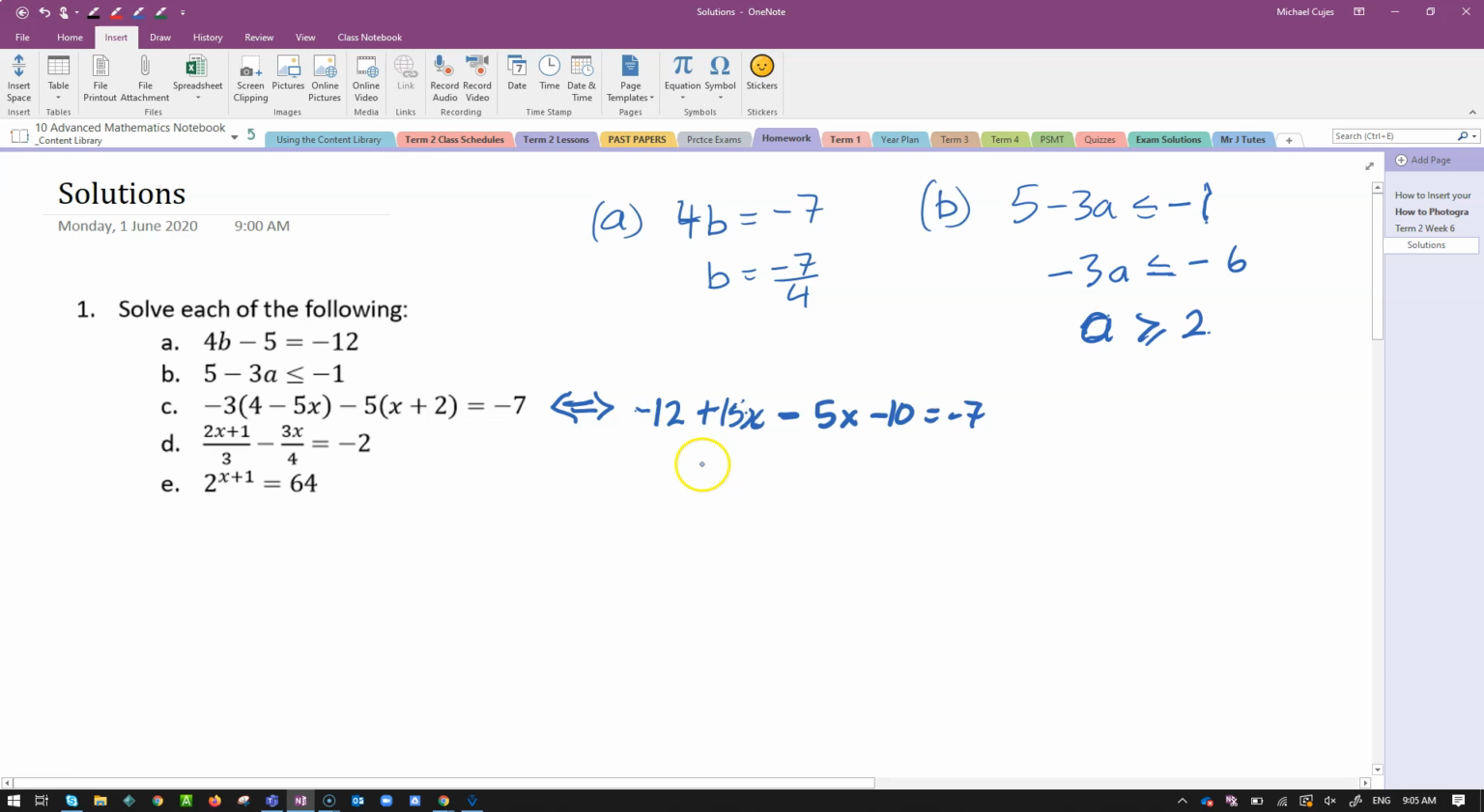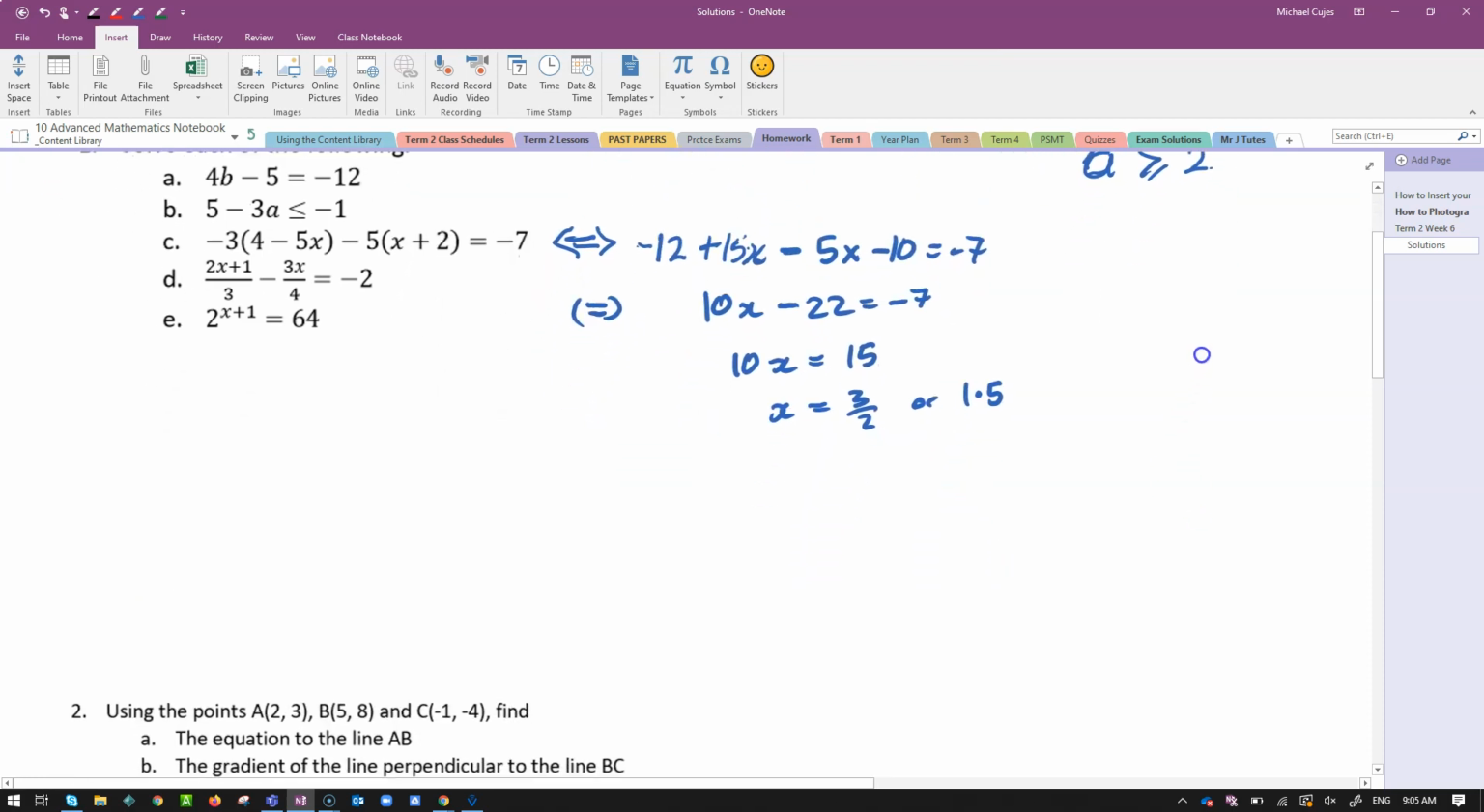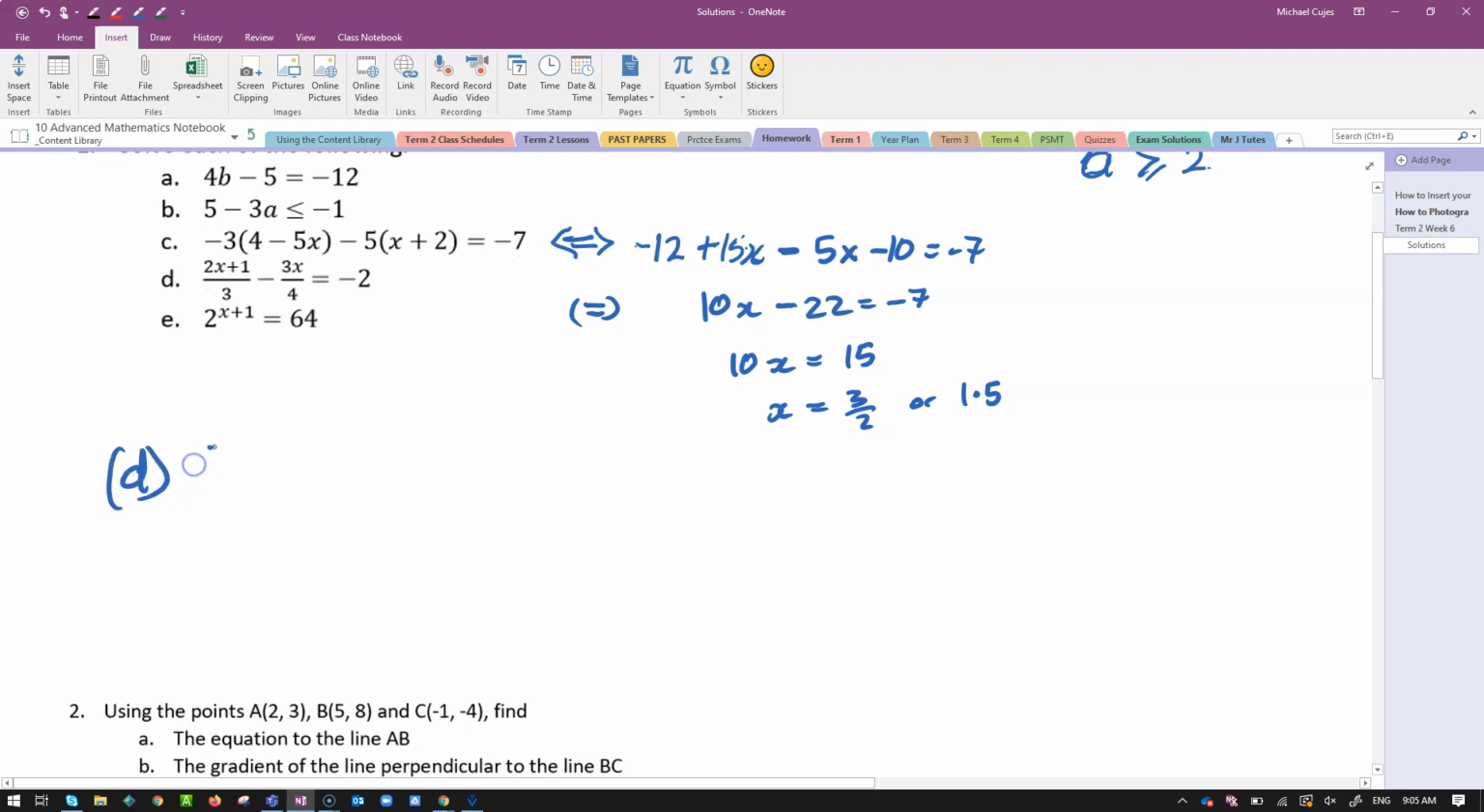Okay, collect my x's together. 15x minus 5x is 10x. Negative 12, take away another 10. Negative 22 equals negative 7. Add 22 to each side. 10x equals positive 15. Divide by 10. X equals 3 over 2, or 1.5 if you like those ugly decimals. Which you do not, correct. Good, well said. I heard the nod at the end, even though you were trying to say it quite silently.